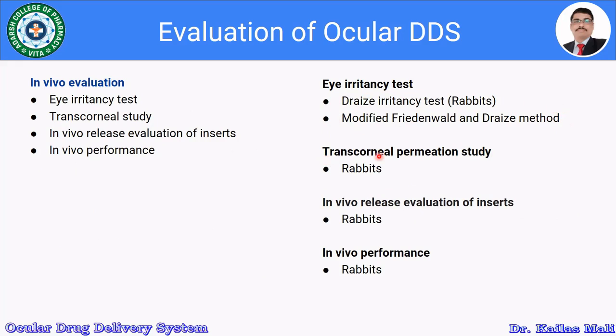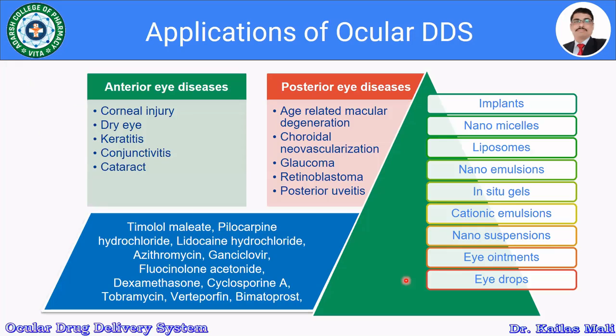Then furthermore, the transcorneal permeation study is again performed in rabbits. Then in vivo release evaluation of inserts is also performed in rabbits. And finally, the in vivo performance of the product is also performed in rabbits. Apart from these in vivo studies, it is possible to perform in vivo studies in human beings also. So this is about the evaluation of the ocular drug delivery system, that is, in vitro evaluation and in vivo evaluation. Let us move towards the applications of the ocular drug delivery system.